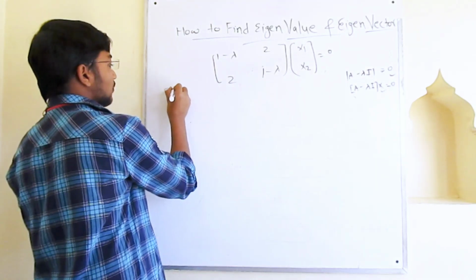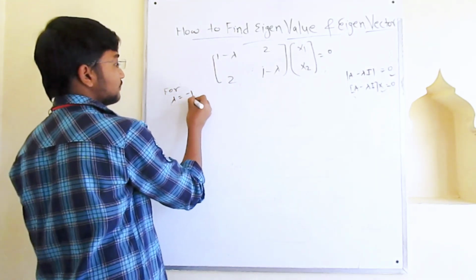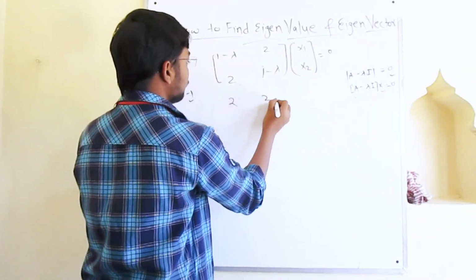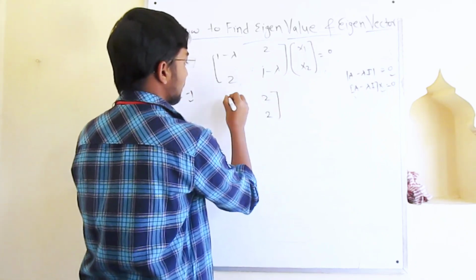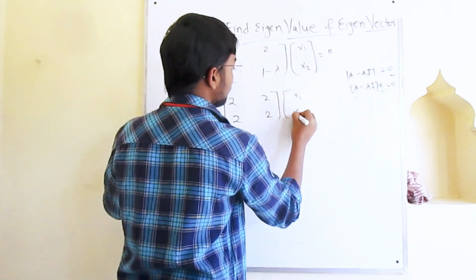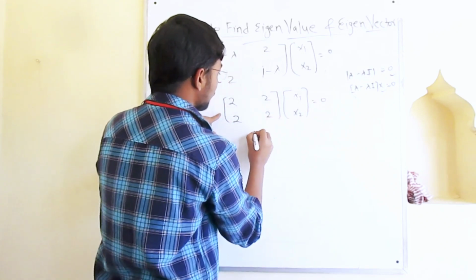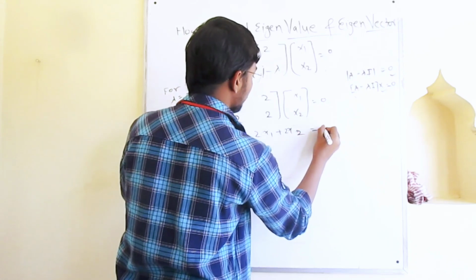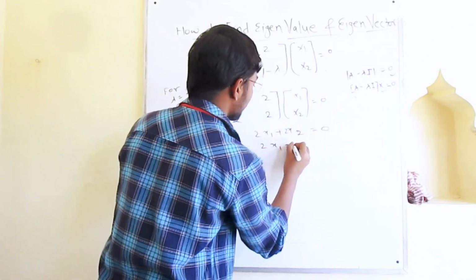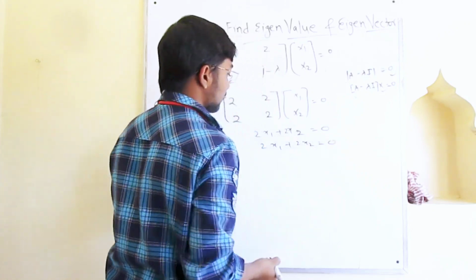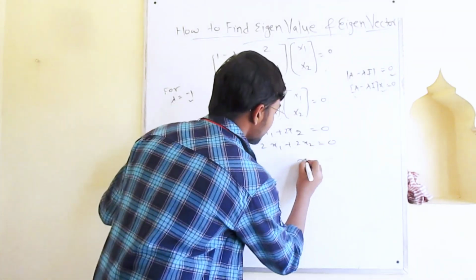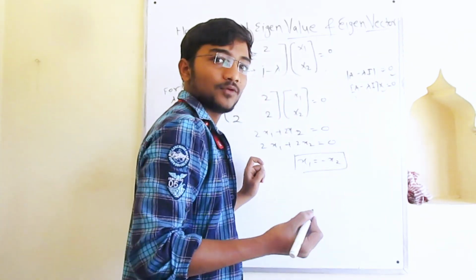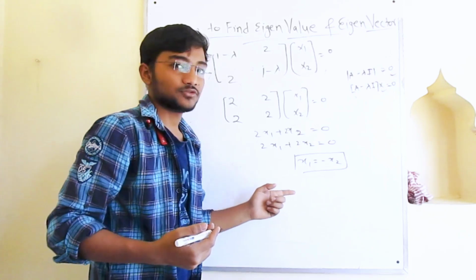Okay, so for lambda is equal to minus 1, when you put minus 1, what do you get? Here, putting minus 1, we get 2, 2 and 2, 2, and x1 x2 is equal to 0. You can write it like this: 2 times x1 plus 2 times x2 will be 0, and from here 2 times x1 plus 2 times x2 will be 0. Again, the same equation. So from here you can say that x1 is equal to minus x2.